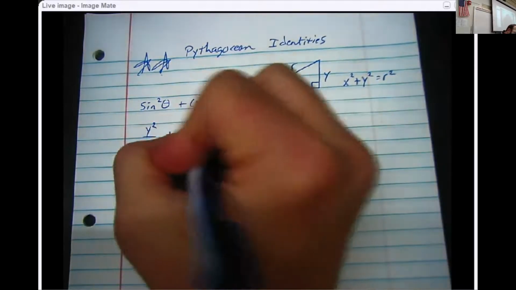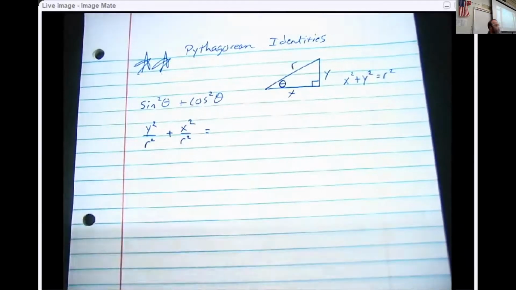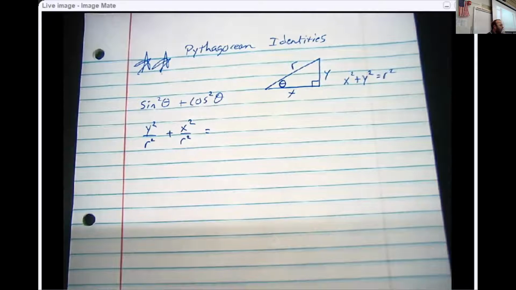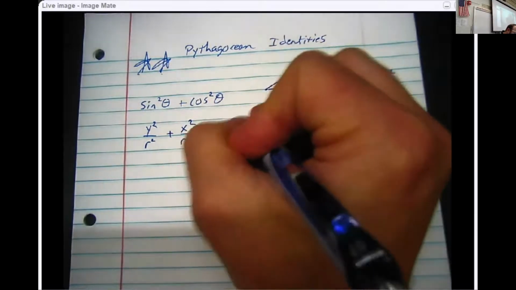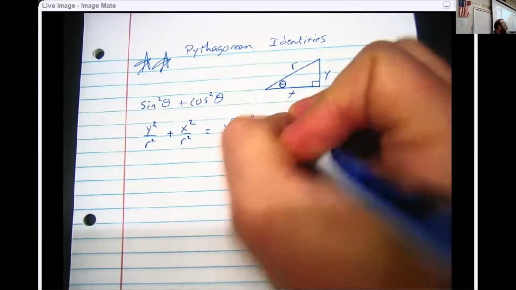Okay, so if that's true, remember we have fractions, so we'd like to add those fractions together, but to add fractions, you need a common denominator, right? What do we have? We have r squared. That's awesome. We have a common denominator, so I could put them together and say it's y squared plus x squared over r squared, can't we?